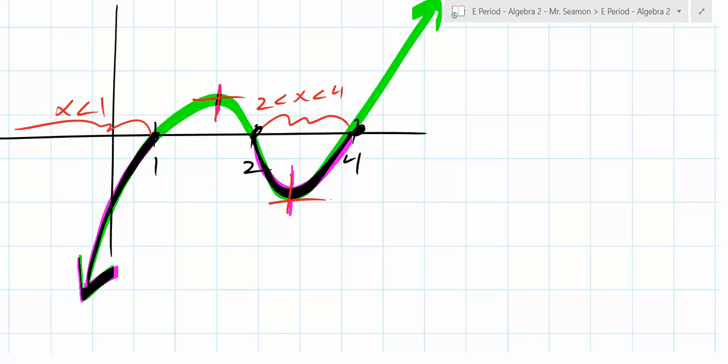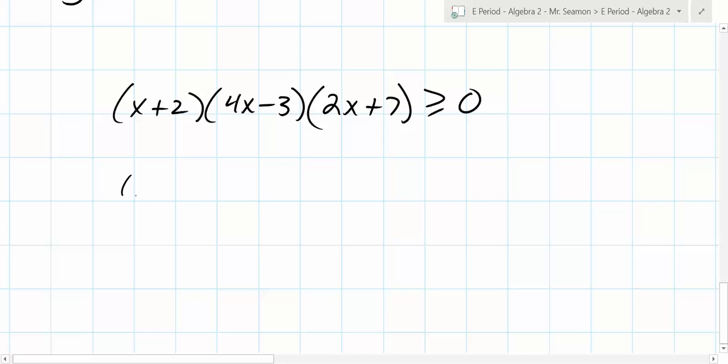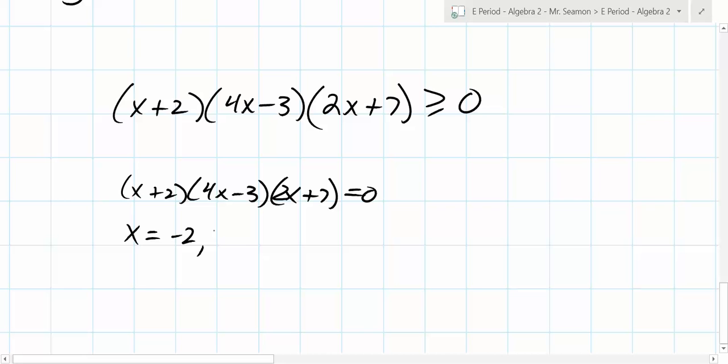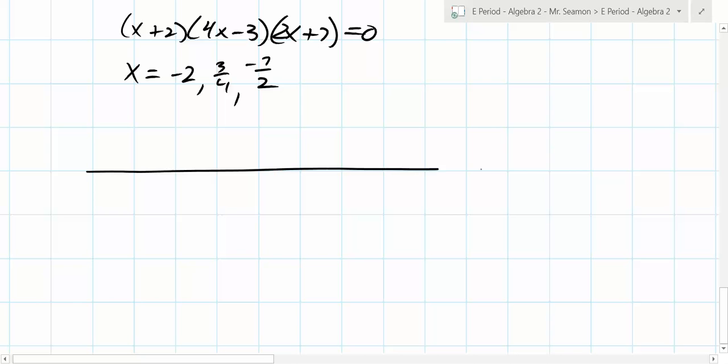Super applicable. Okay, so if you write this as an equality, what are the 3 possible answers? Someone raise their hand and tell me one of them. X is equal to what? Liv. Someone new for the next one. Connor: 3/4. And what's the last one? Milo: -7/2. Yes.